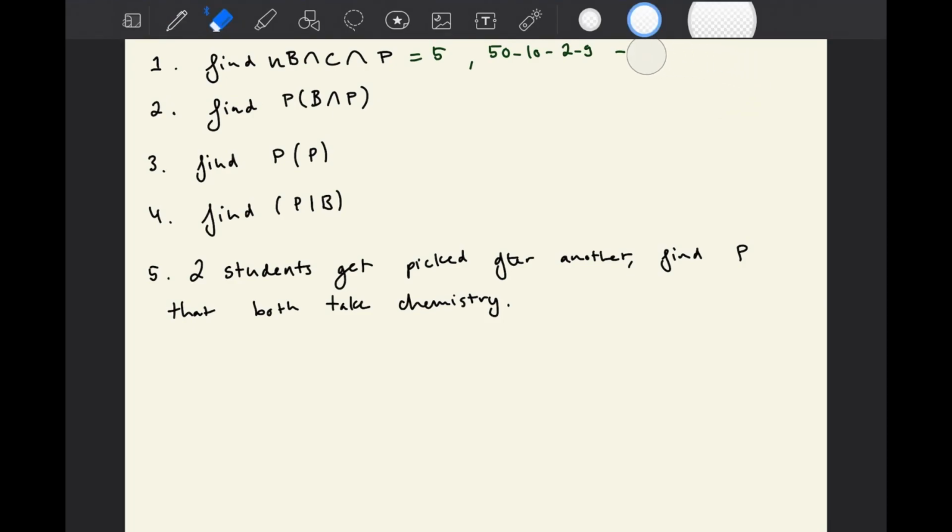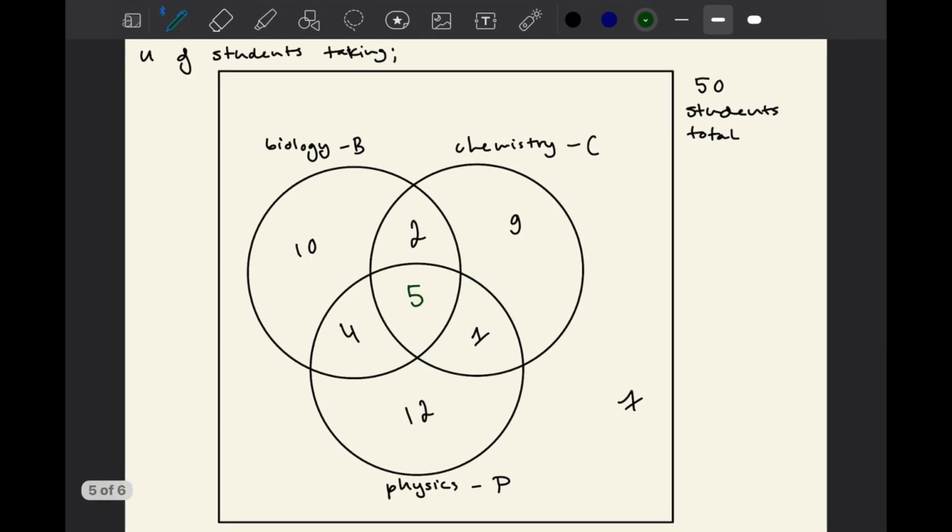So now let's find the probability of having a student that takes biology and physics. This intersection is like an "and". So let's find here. This is biology, this is physics. Where's the intersection? Right here. And you must not ignore what we just found.